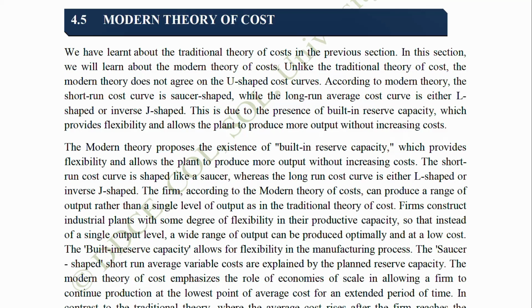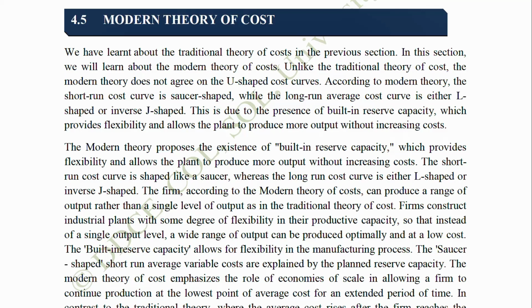The modern theory proposes the existence of built-in reserve capacity, which provides flexibility and allows the plant to produce more output without increasing costs. The short-run cost curve is shaped like a saucer, whereas the long-run cost curve is either L-shaped or inverse J-shaped. The firm, according to the modern theory of costs, can produce a range of output rather than a single level of output as in the traditional theory of cost.